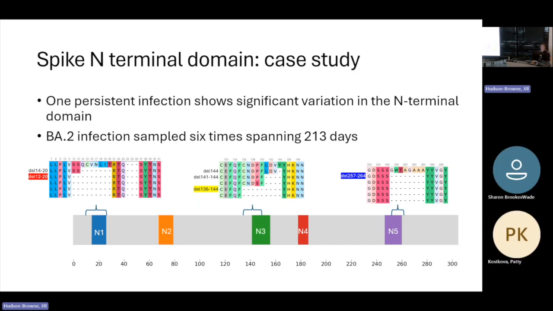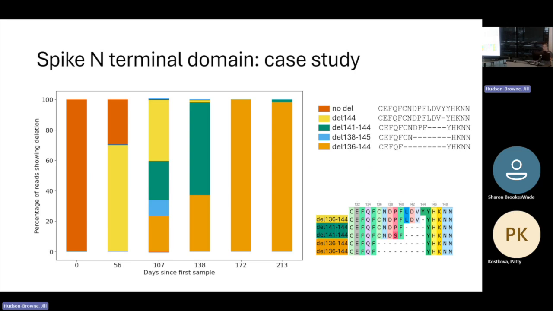Looking at the subconsensus level, it's actually really cool. In the first sample, we don't see any reads showing the deletion. By the second sample, we see the emergence of del 144, although it's not at full dominance. There are still some reads which show no deletion. By the third sample, though, we see the emergence of multiple deletions existing within the sample. So we have reads which show del 144, del 141 to 144, this 8 amino acid deletion, del 138 to 145, and this 9 amino acid deletion, del 136 to 144.